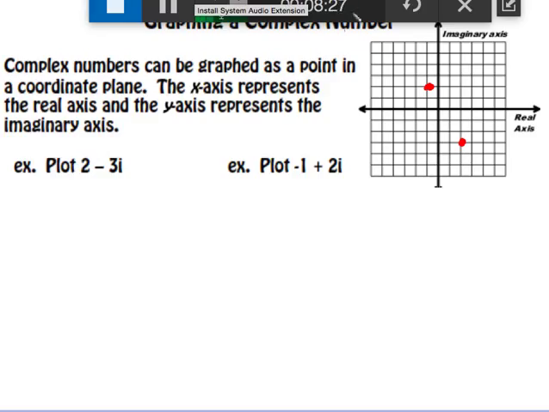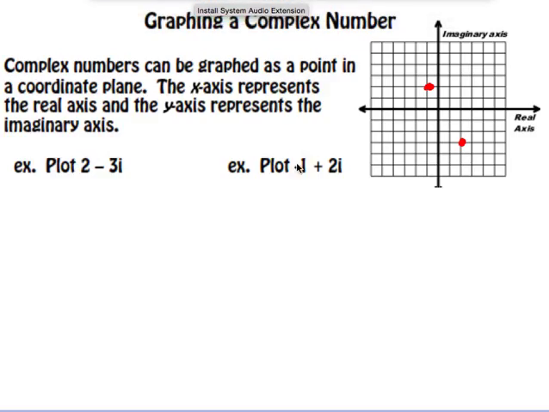You can actually plot these. And it's kind of interesting how this works, because you plot it just like you would an ordered pair. So if I told you to plot the complex number 2 minus 3i, you think of it like (2, negative 3). So you go right 2 and down 3. Because the real axis is the x-axis. The imaginary axis is the y-axis. So to graph this number, you basically just graph (2, negative 3).